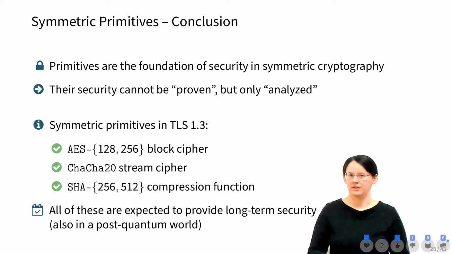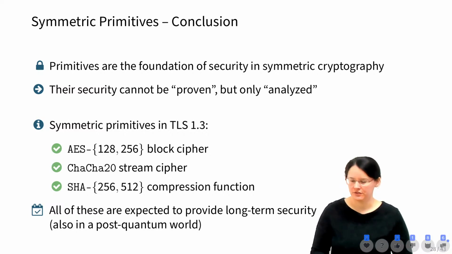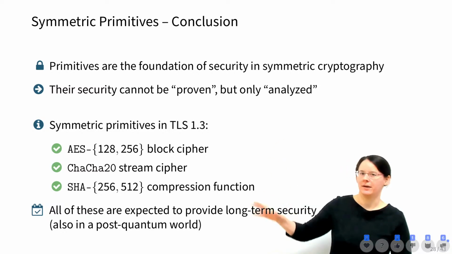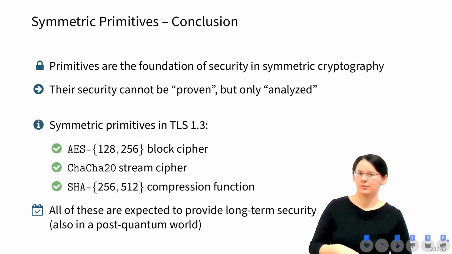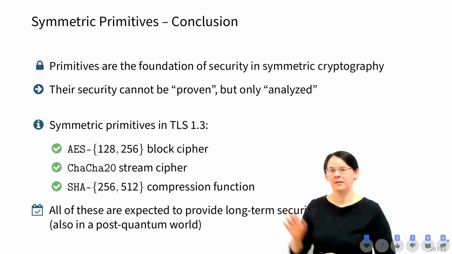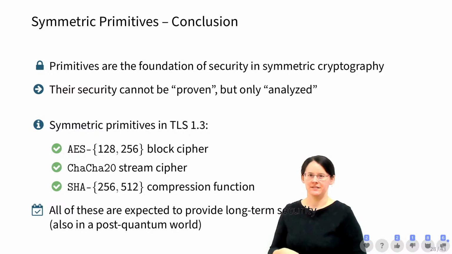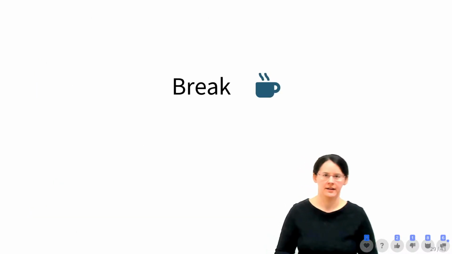And all of these primitives that I've listed here that you can choose in TLS 1.3 are expected to provide long-term security. And long-term also means there is no drastic threat from quantum computers. So these symmetric schemes only lose a bit of security in case of quantum computers, but not enough to make them actually vulnerable.